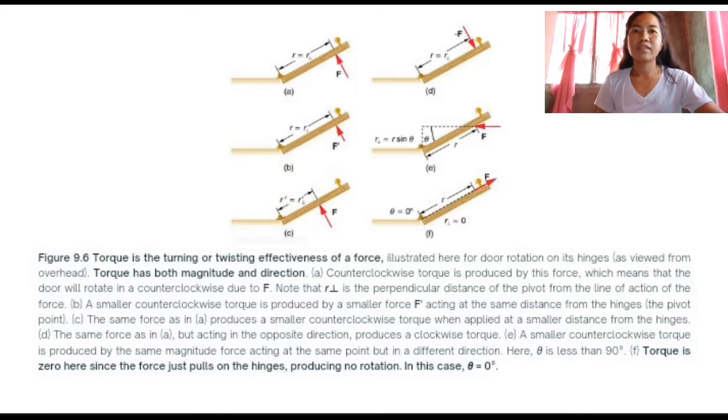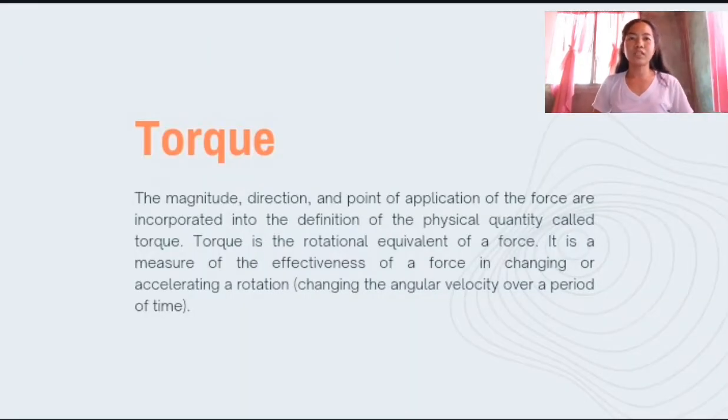So the torque is 0 here, since the force just pulls on the hinges, producing no rotation. In this case, theta equals 0. By the way, since we tackled torque, let me define what torque is. Torque is defined so that the magnitude, direction, and point of application of the force are incorporated into the definition of the physical quantity. Torque is the rotational equivalent of a force. It is a measure of the effectiveness of a force in changing or accelerating a rotation.